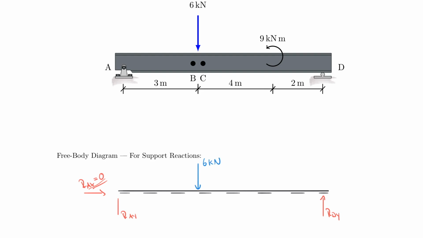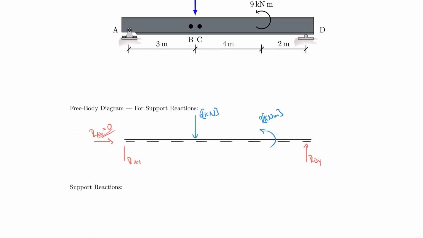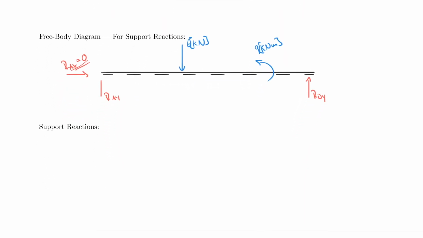And I have to include my 9 kilonewton meter. And so that now is my entire system. The whole beam is 9 meters long, if I'm not mistaken. So yeah, 3 plus 4 plus 2 is 9. And so I can now quickly calculate the support reactions. If this puzzles you, please go back to the calculation for support reactions.